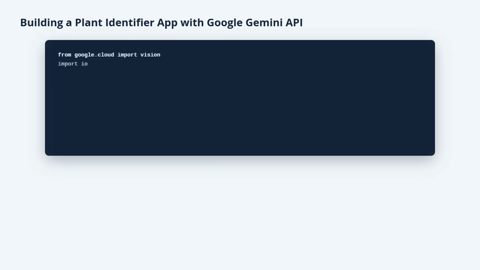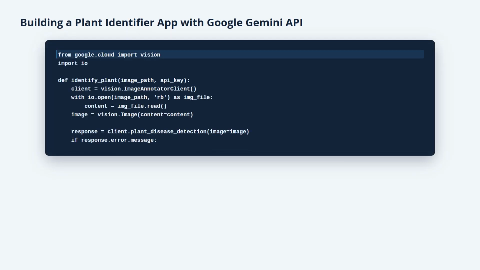In this section, we're diving into building our plant identifier app using the Google Gemini API. First, we need to obtain our API key from the Google Cloud Console. Once we have that, let's set up the Python client. We'll install the necessary library using pip.